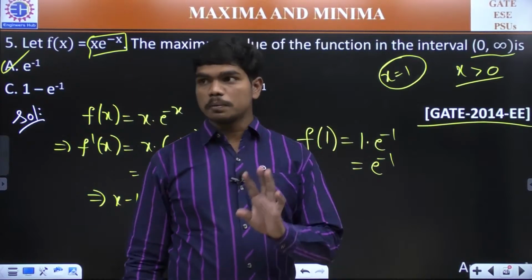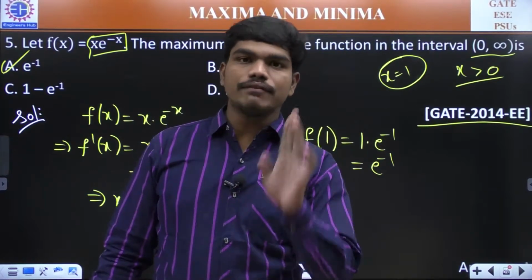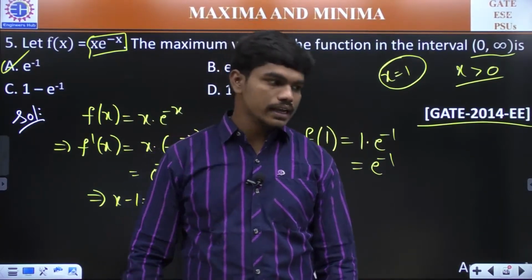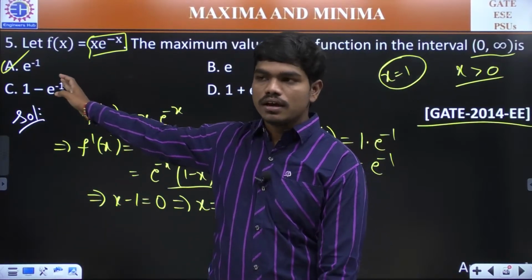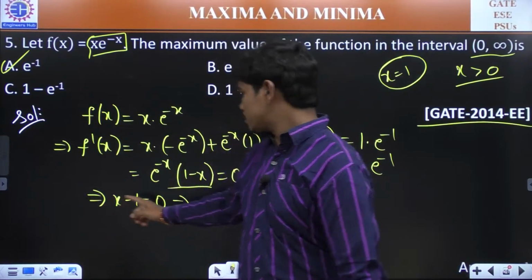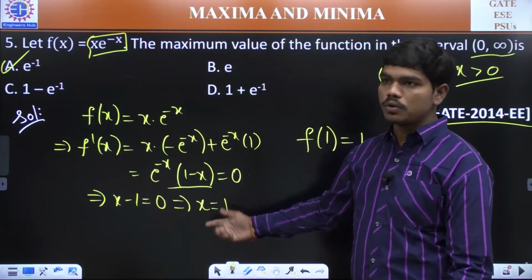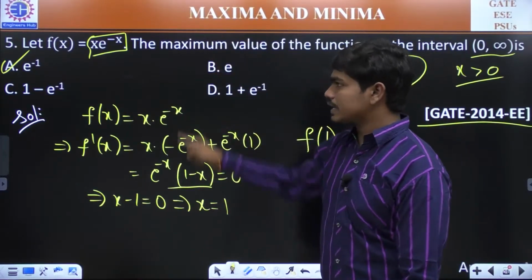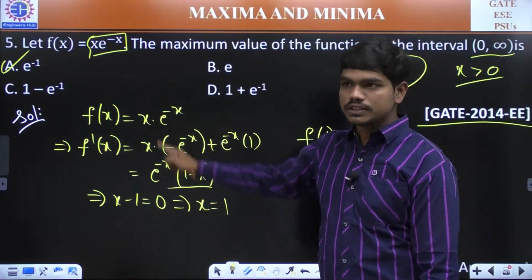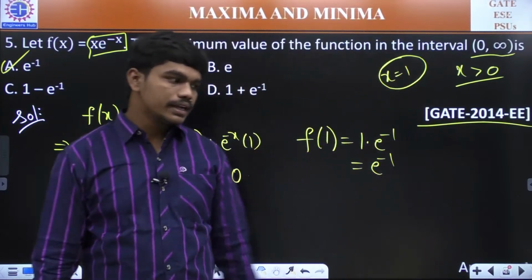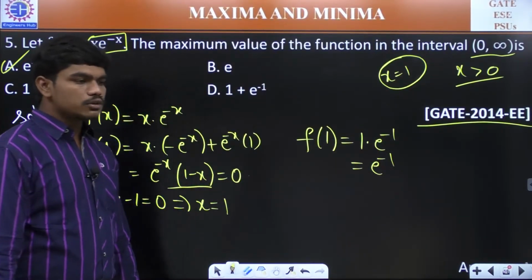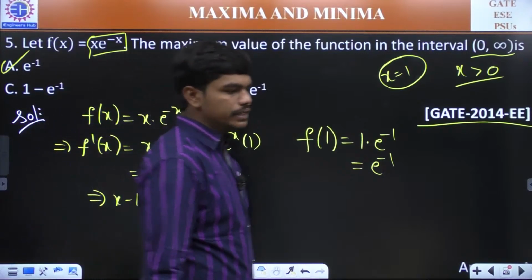Clear? But if in the options there is something like point of inflection, then definitely you should go for the second derivative test. Since here there's nothing like point of inflection in the options, I'm straight away going for it. I have got only one stationary point, so I know that this maximum definitely occurs at this stationary point. If it's not that case, then you need to go for the second derivative test as well. Is that clear to all of you? Yeah, I'm happy. All of you answered it correctly.